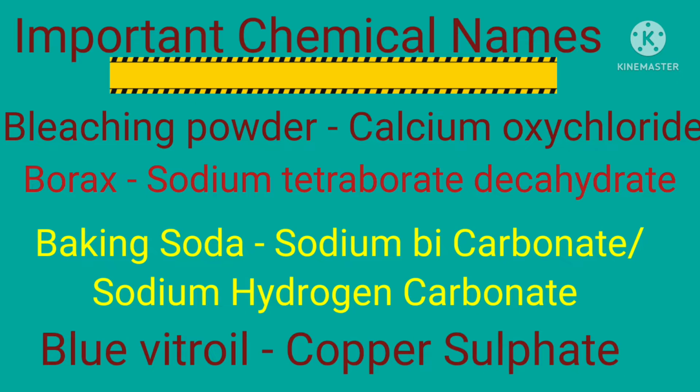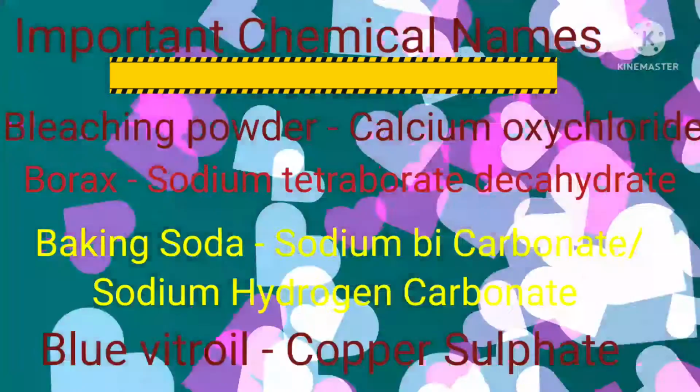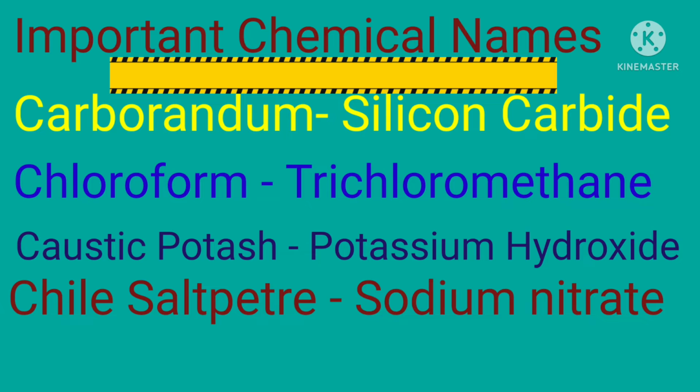In this video, we learn about important chemical names. Bleaching powder is calcium oxychloride, borax is sodium tetraborate decahydrate, baking soda is sodium bicarbonate or sodium hydrogen carbonate, blue vitriol is copper sulfate. Next, we have carborundum, that is silicon carbide, chloroform, the chemical name is trichloromethane, caustic potash is potassium hydroxide, Chile saltpeter is sodium nitrate.